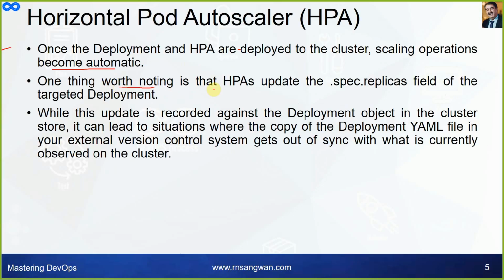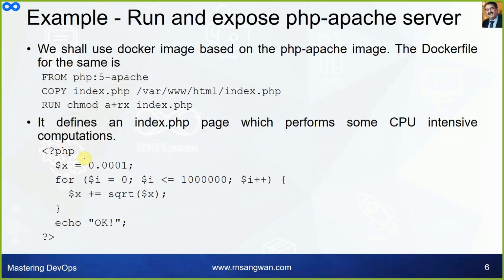One thing worth noting here is that HPAs update the .spec.replicas field of the target deployment. While this update is recorded against the deployment object in the cluster store, it can lead to situations where the copy of the deployment YAML file in your external version control system gets out of sync with the one currently observed and used on the cluster.